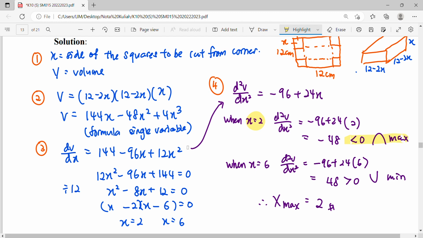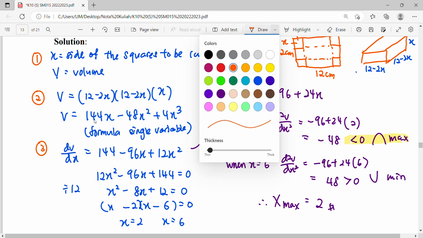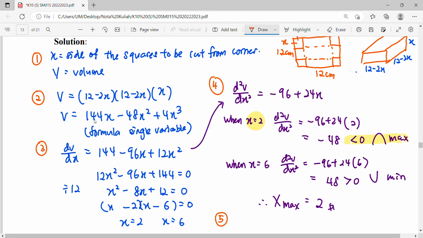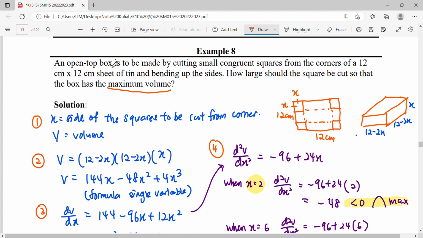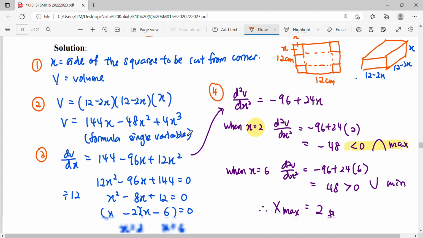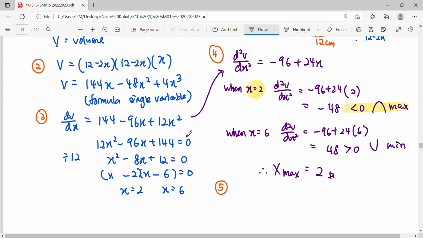So what does the question ask us to do? Number 5, last step, we answer the question. So look at the question. They ask how large x should be, how large the square should be cut so that it will have maximum volume. So we have to cut the side of the square to be 2 cm times 2 cm in order to build an open top box with maximum volume.